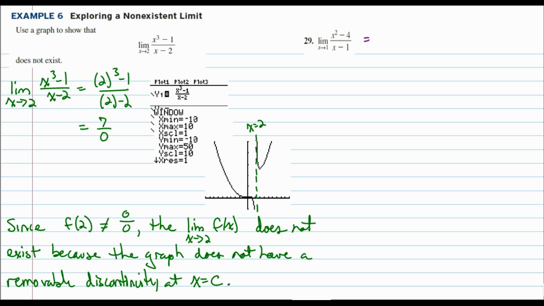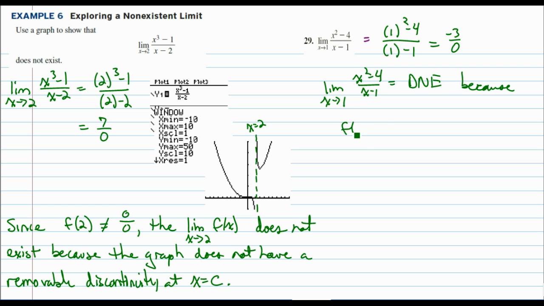Let's look at number 29. We're going to just attempt to find the limit in this case. I'm going to plug in 1 into the numerator and 1 into the denominator, and I get negative 3 over 0. So that means the limit as x approaches 1 of x squared minus 4 over x minus 1 does not exist because f of x has an infinite discontinuity at x equals 1.